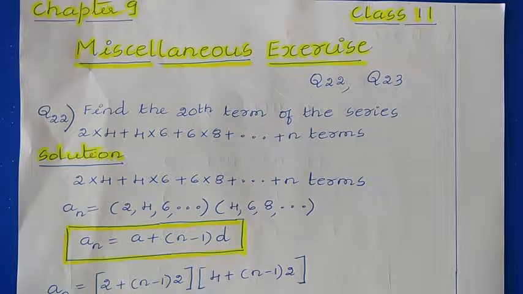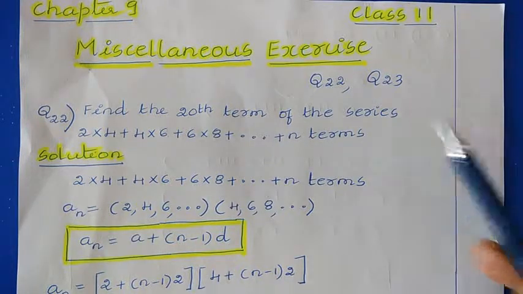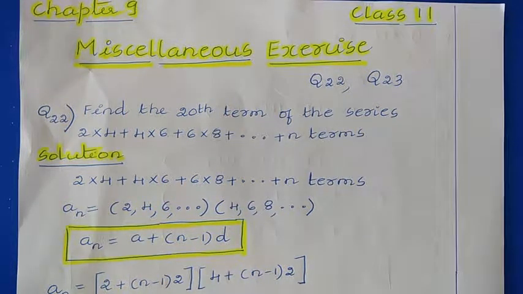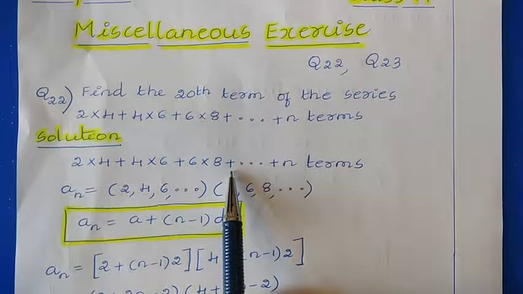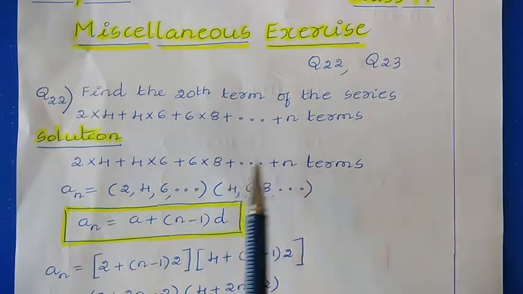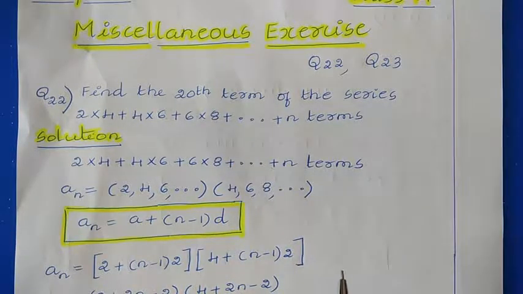Miscellaneous exercise on Chapter 9, Sequences and Series, question number 22 and 23 solution. Question number 22, find the 20th term of the series 2 into 4 plus 4 into 6 plus 6 into 8 plus so on up to n terms. So now they have given this particular series. So the first step here is, to find the 20th term, we will find the nth term.